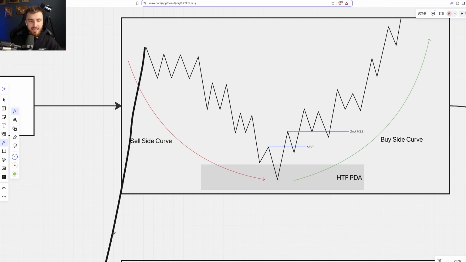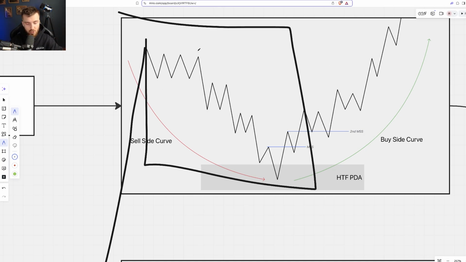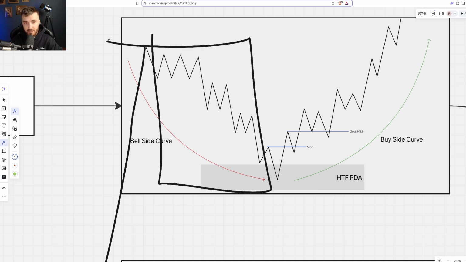So what happens is that the market moves higher. As the market is moving lower, profitable traders are thinking, okay, what is the higher time frame PD array that is attracting price that then is going to give me a reversal that I will want to trade from? So that's where all of their focus is, during all this time.